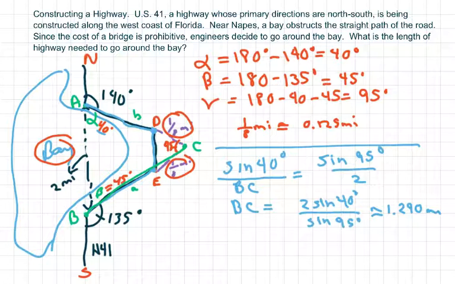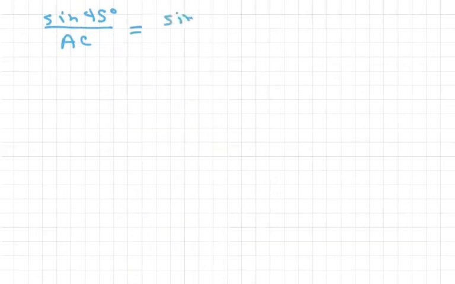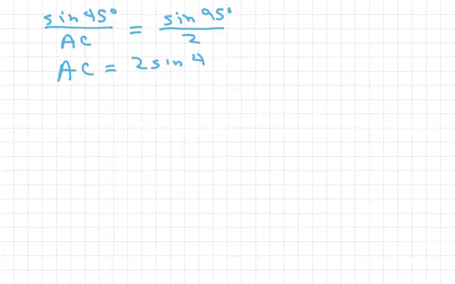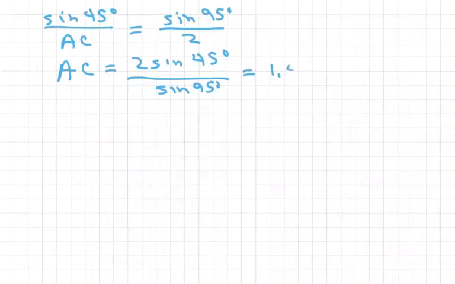We're going to have to subtract this at the end, don't forget, because I'm going to have to go to a different slide here. Okay, so for the AC, we're going to do sine of 45 over AC equals sine of 95 over 2. So we get AC equals 2 sine of 45 divided by sine of 95 degrees, which is approximately 1.420 miles. And again, we're going to have to subtract 0.125.